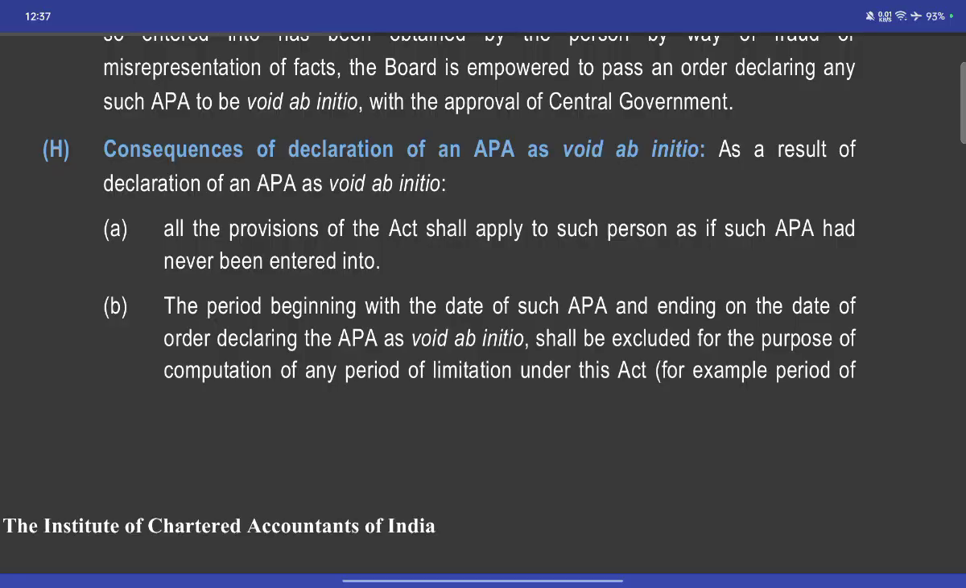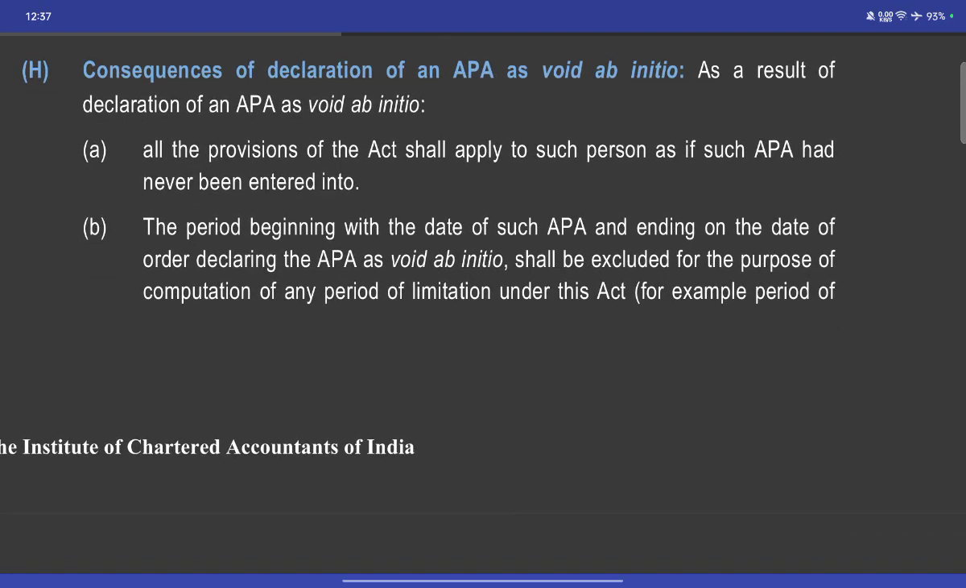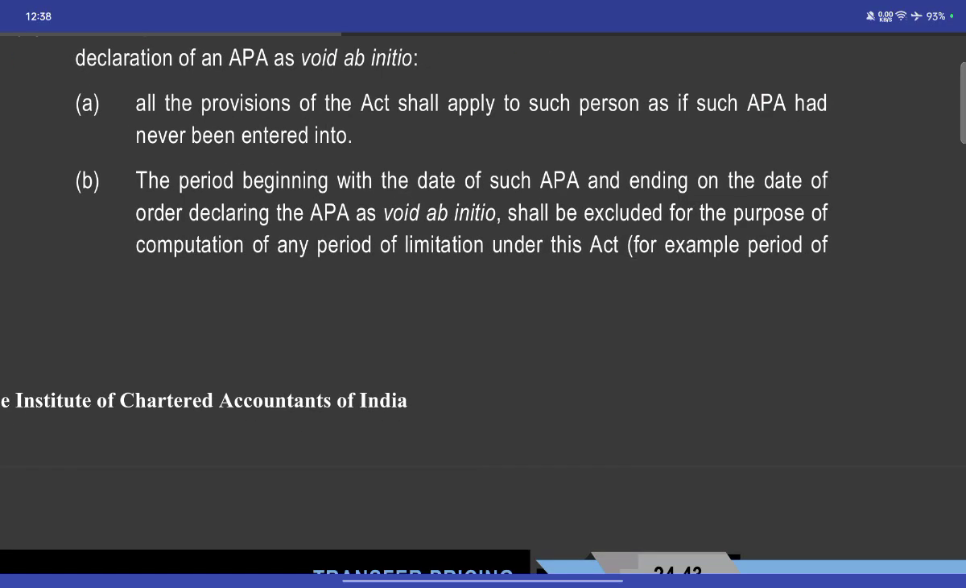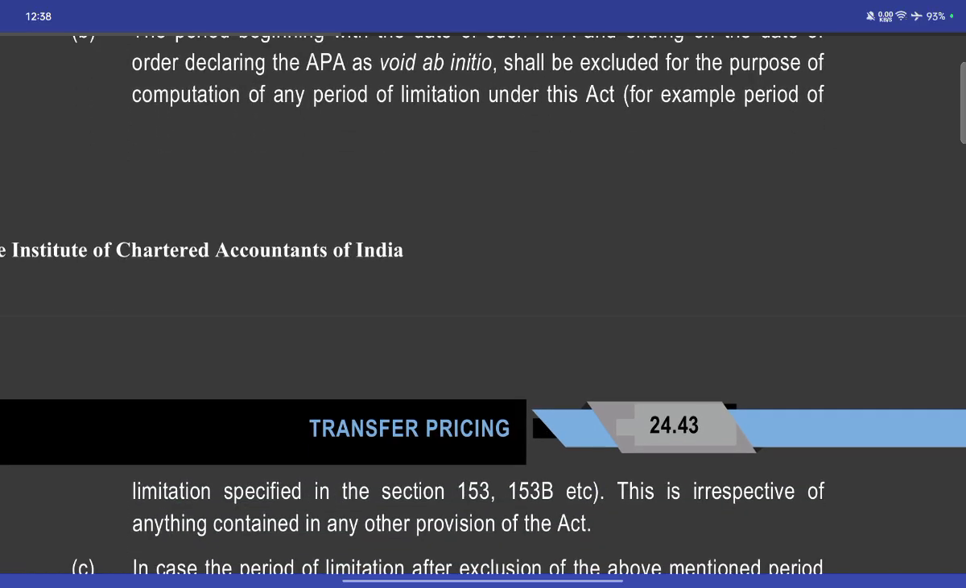Consequence of declaration of an APA as void ab initio: all the provisions of the Act shall apply to such person as if the APA had never been entered into. The period beginning on the date of the APA and ending on the date of the order declaring the APA void ab initio shall be excluded in computing the period of limitation under the Act for such purposes.